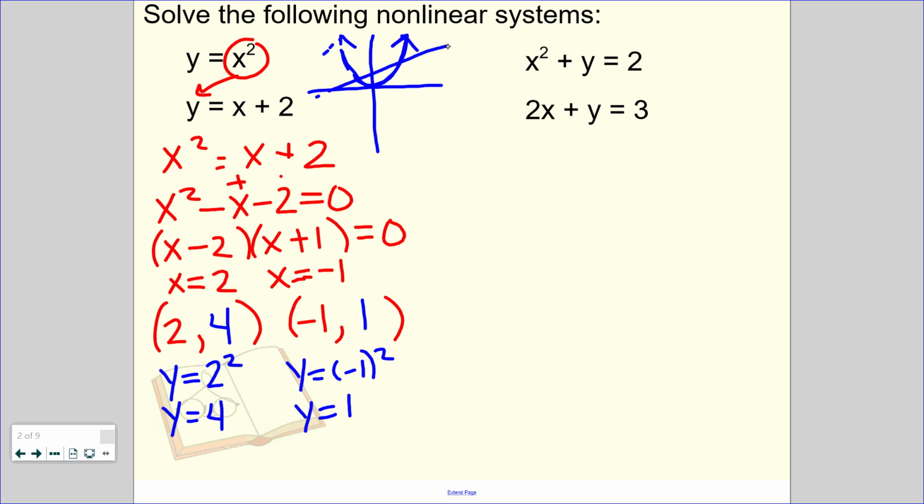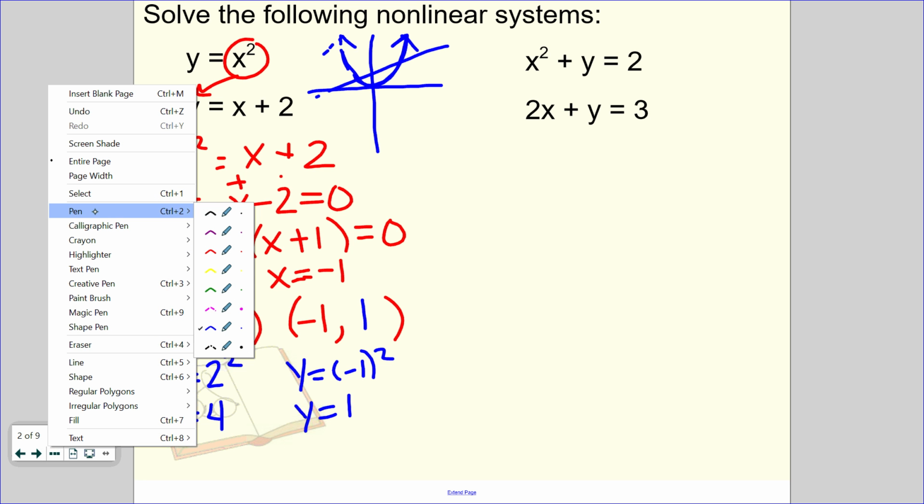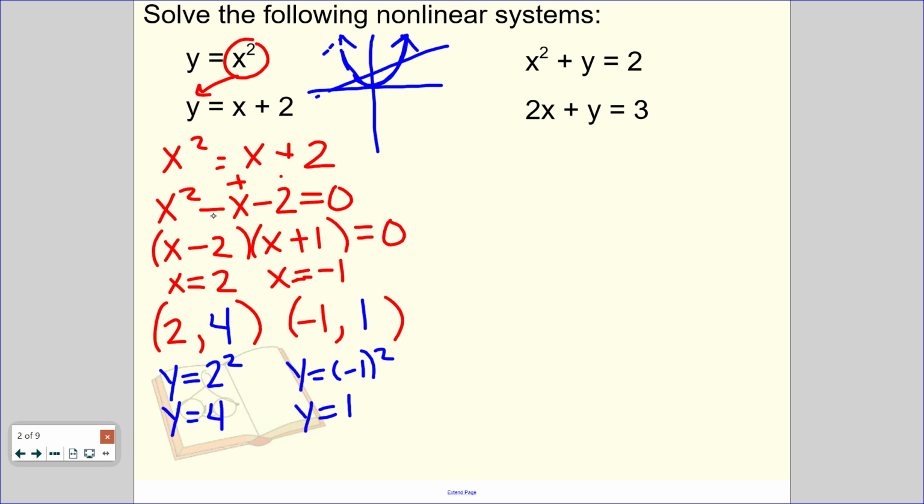All right, let's go ahead and move to the second one. I have x squared plus y equals 2 and 2x plus y equals 3. I'm going to use elimination for this one because in both of my equations I have a y and everything's lined up for me nicely here. You could decide if you wanted to multiply through by a negative 1 and then add the equations together, but I'm just going to go ahead and subtract my equations.